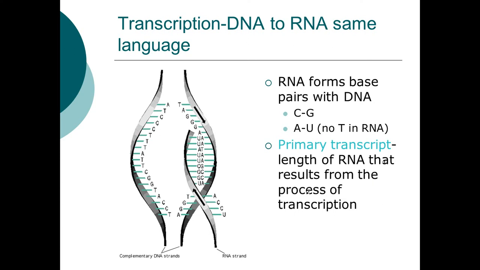The primary transcript is the length of RNA that results from the process of transcription. So in this diagram, the primary transcript is anything in this area.